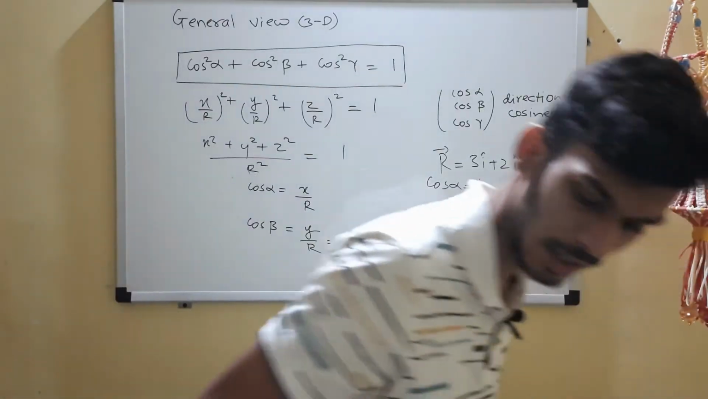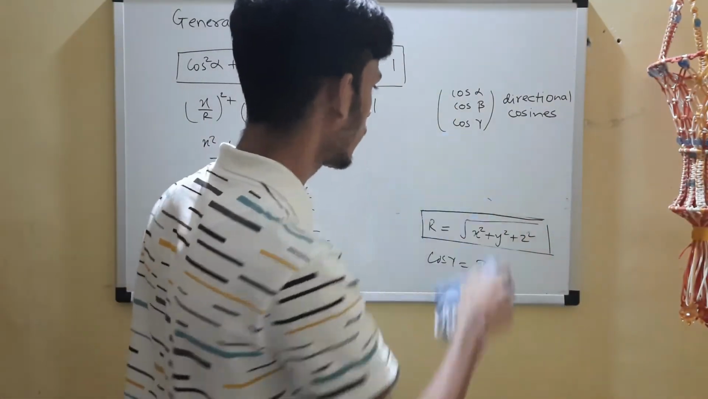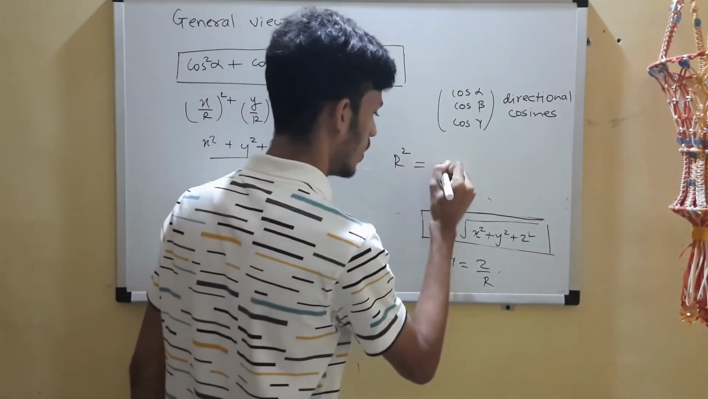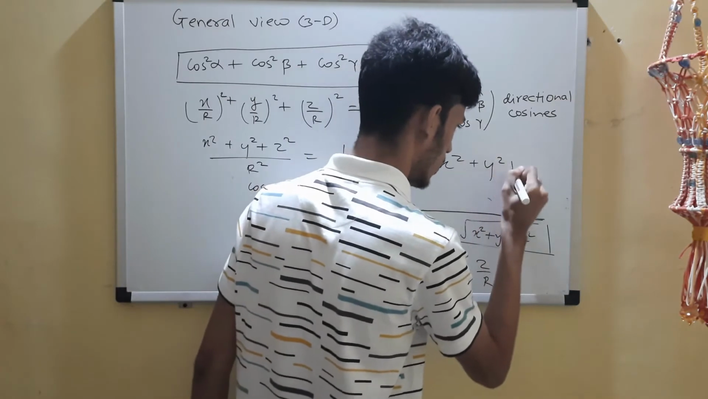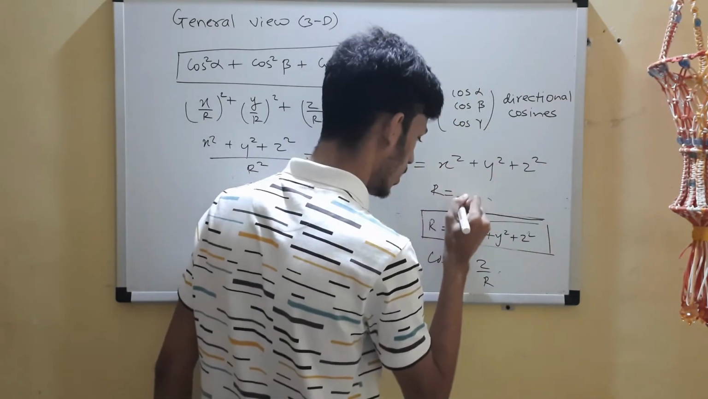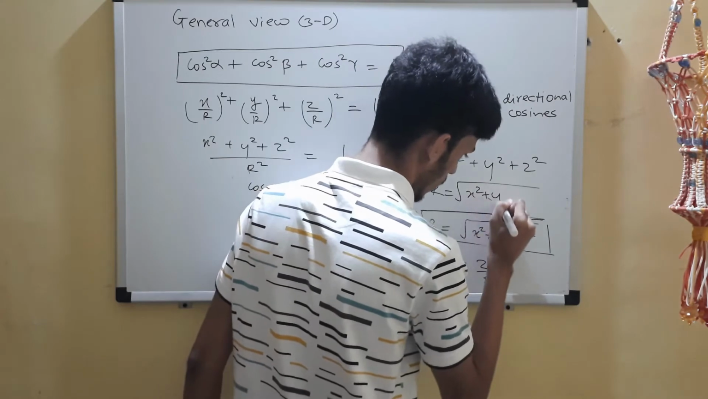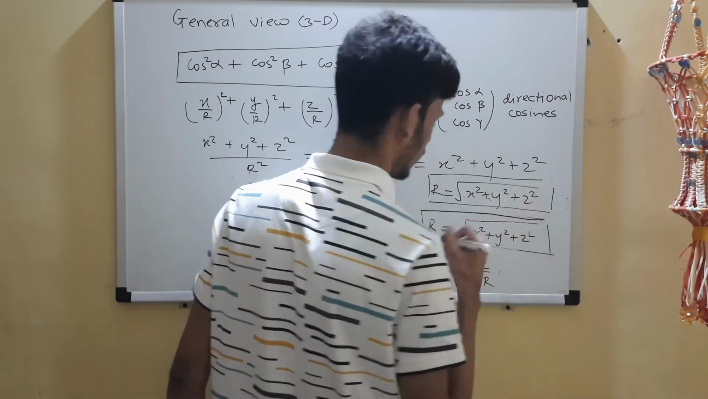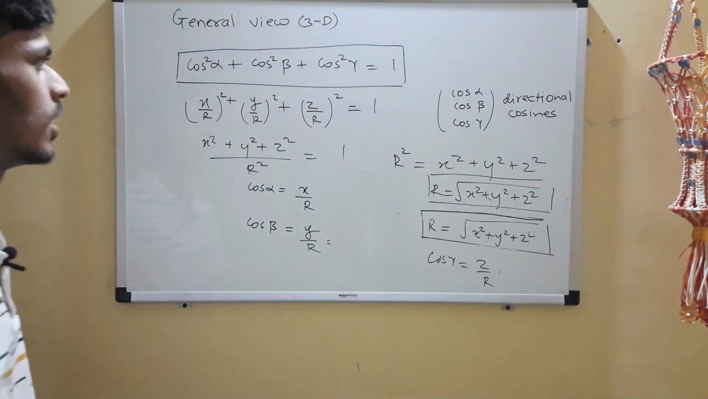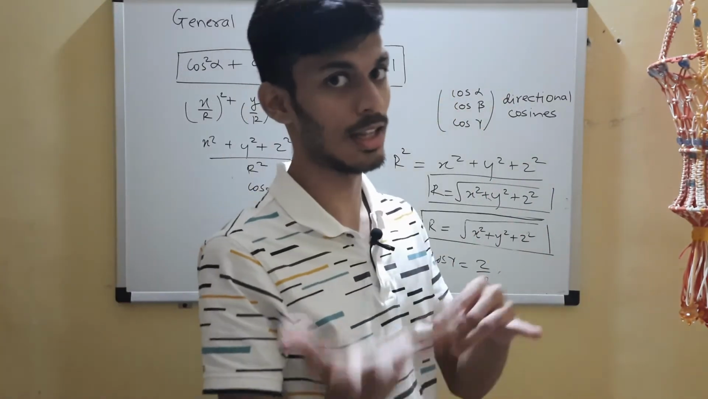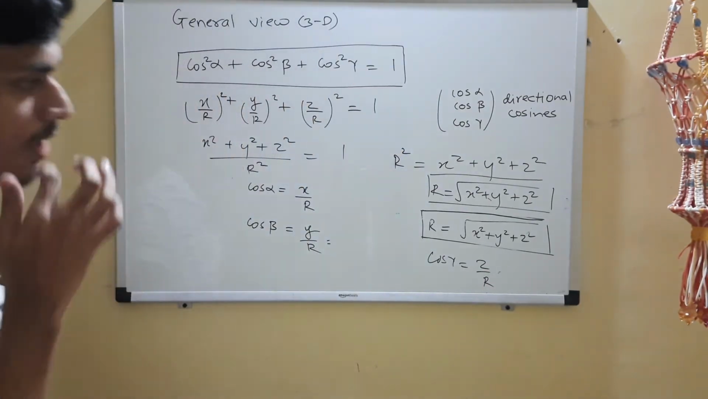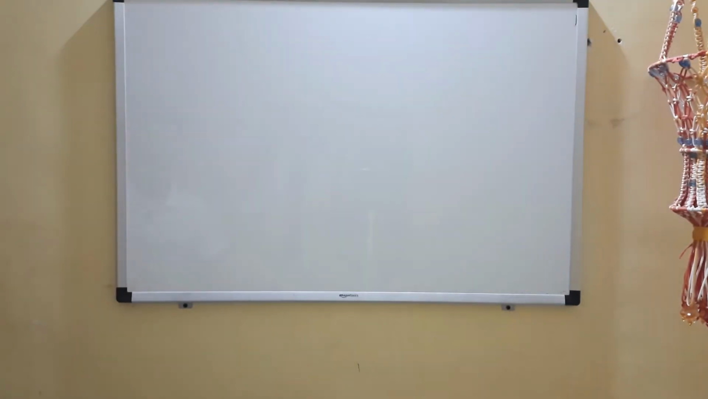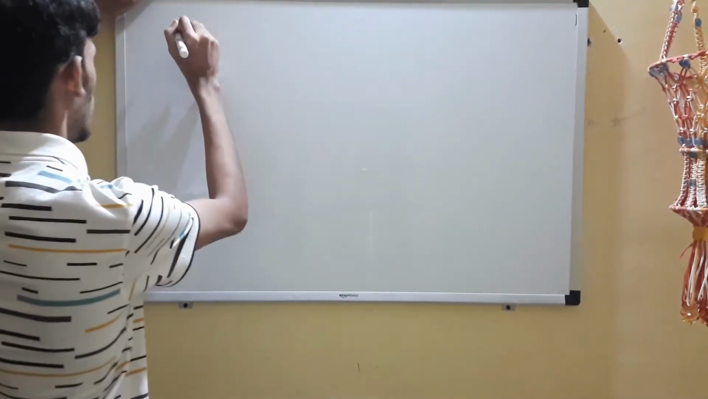Now, how to simplify that? You can simply see that r square, you can take this on the other side, r square will be x square plus y square plus z square, and r will be under root of x square plus y square plus z square. So this was just another way of doing it. No new thing, just remember directional cosines and how you get them. You can note this down as well. This is the way they derive this in the reference book. So let's go to a few problems.